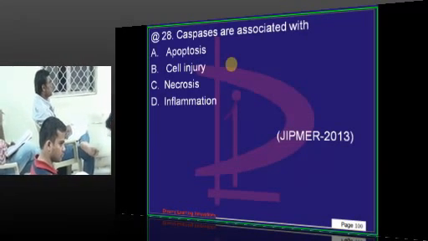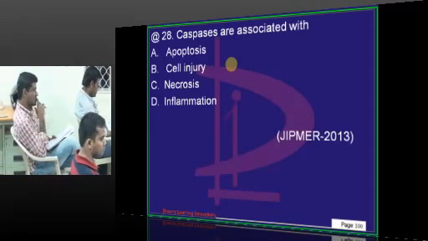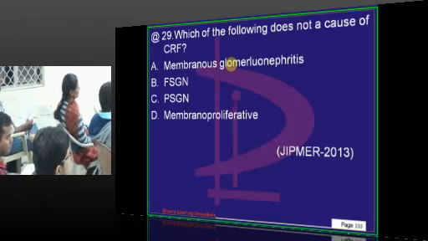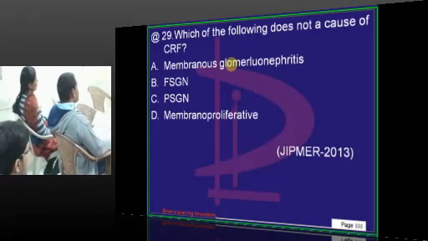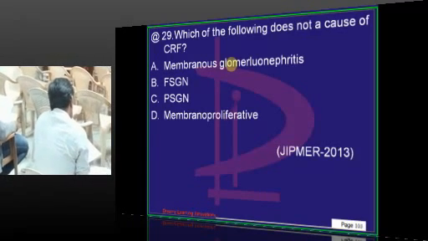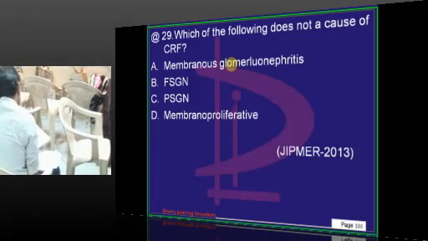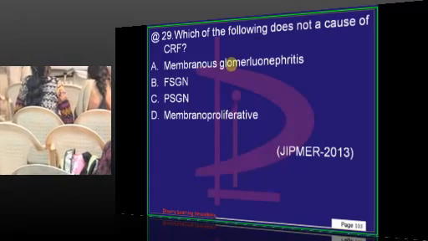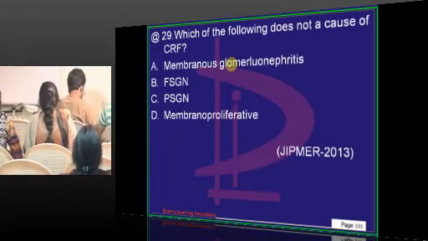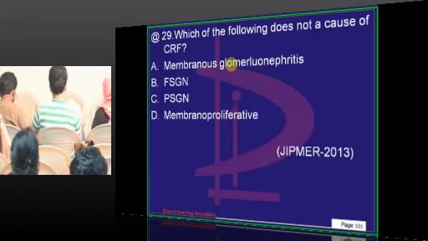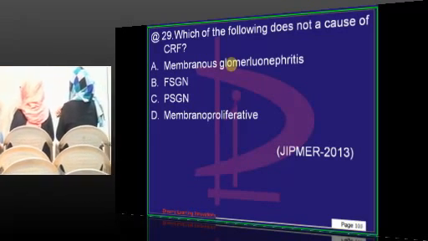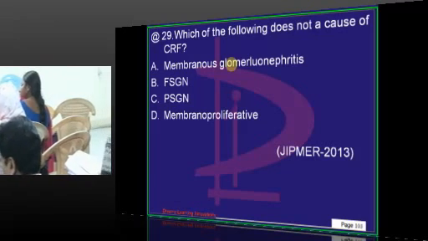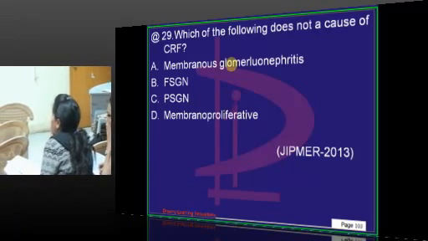Caspases. If apoptosis is in the option, what is the answer? Apoptosis is what needs to be remembered. You have seen 2014 November, 2014 March, 2013 March, everywhere there is apoptosis. There will be no paper without apoptosis. So it is not a cause of CRF. If you take PSGN, post-streptococcal glomerulonephritis, there are two peculiar things commonly asked in entrance exams. Will there be hypocomplementemia in PSGN? It will be there, but by the third week it is supposed to normalize. If it doesn't normalize, it is against the diagnosis of PSGN.